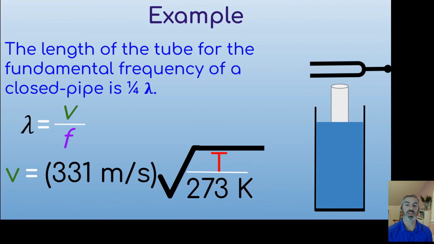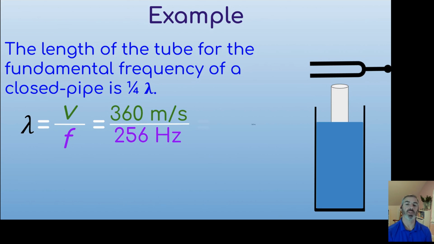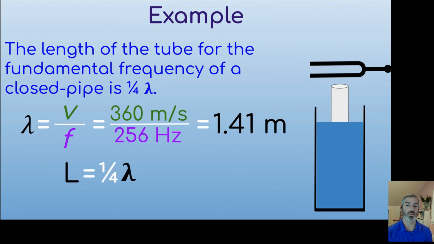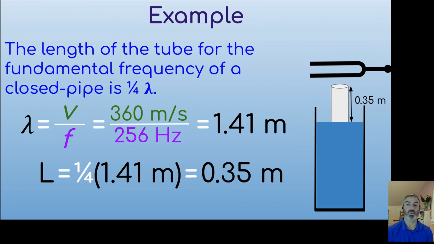We can substitute in the temperature in Kelvin. 50 degrees is going to be 323 Kelvin. And when we solve for that, we get 360 meters per second as the speed of sound in the tube. So we can substitute the speed and frequency in and find the wavelength is 1.41 meters. Now we know that the length of the tube is just going to be 1/4 of the wavelength. So we substitute in the wavelength of 1.41 and find that the tube length is 0.35 meters, and that's from the top of the tube just down to the water.